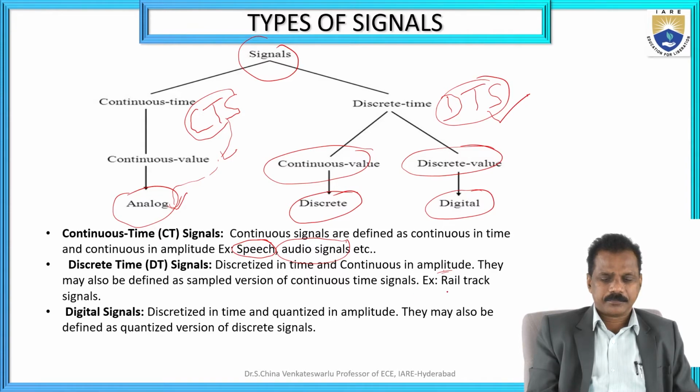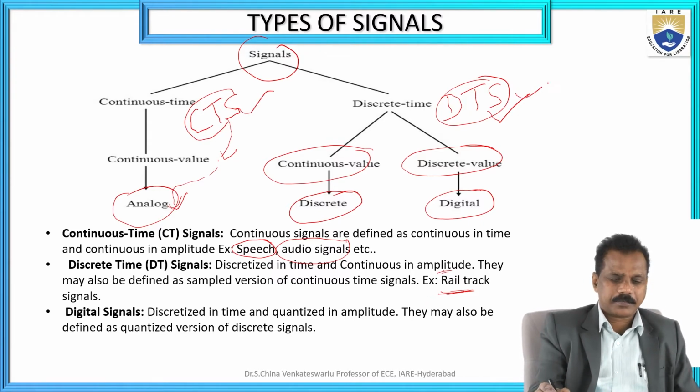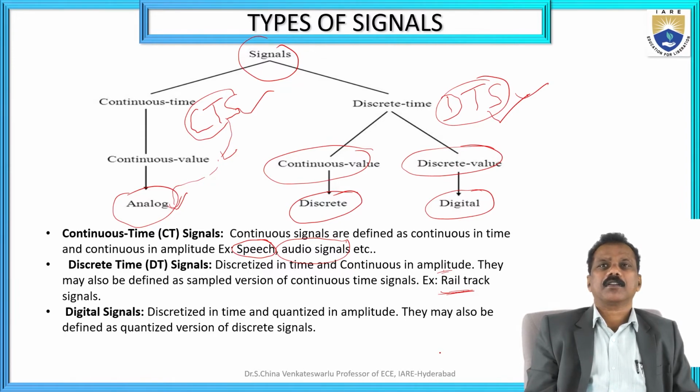Like here, the rail track signal, and using continuous time signal and discrete time signal, we expect a digital signal. A digital signal is digitized in time and quantized in amplitude. It may also be defined as a quantized version of the discrete time signal.